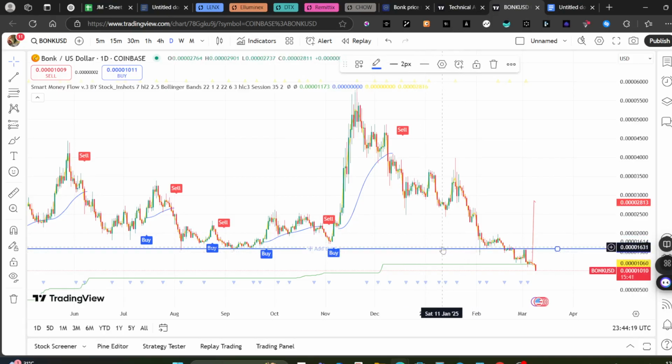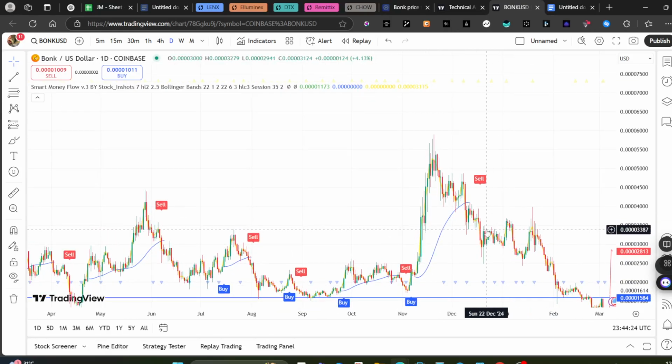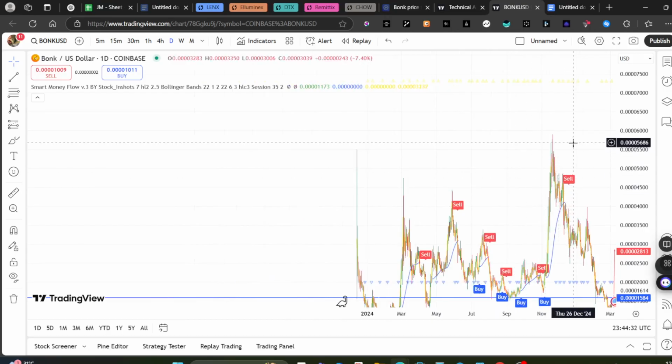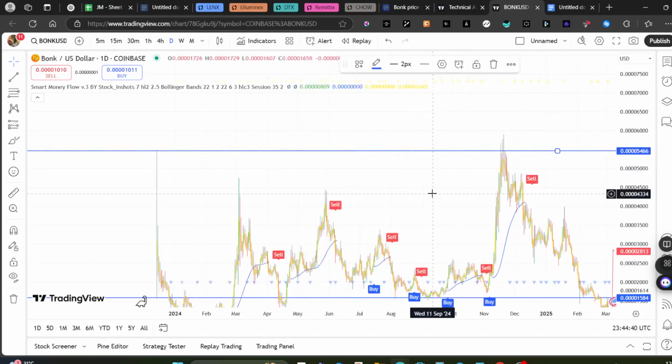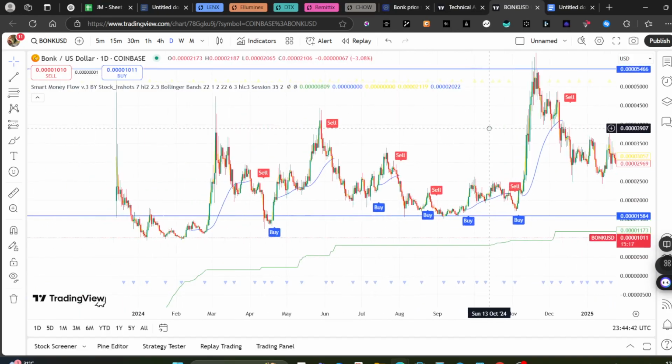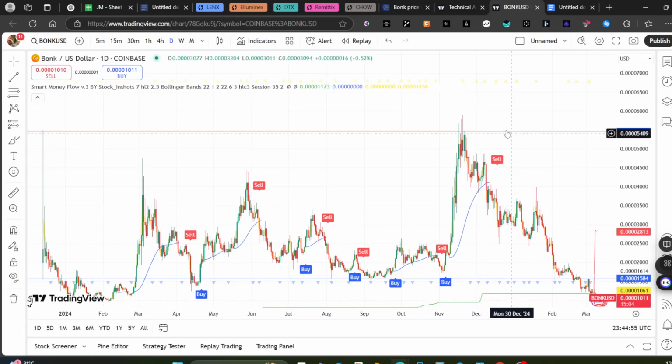Okay, on the other hand, if you notice the flow slowing down at a resistance, it could signal a reversal, right? It could signal a reversal. All right. So in such scenarios, you might be looking out for short positions.